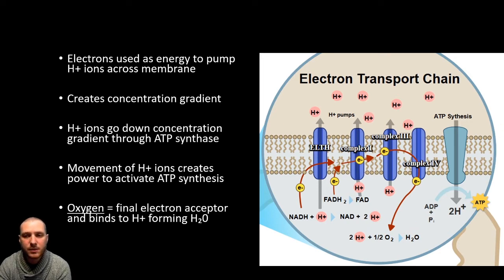Basically it's going to create about 30 to 38 molecules of ATP, depending on how you want to count it. But the reason oxygen is important is when we don't have any oxygen, we can't really use this electron transport chain, and the whole system gets backed up, and that's when we end up with problems.